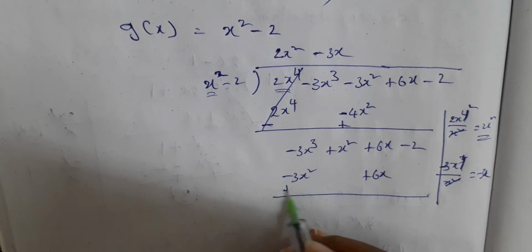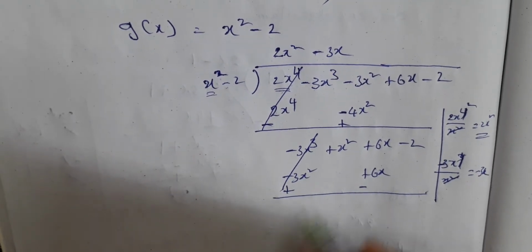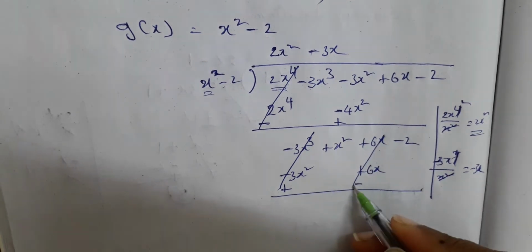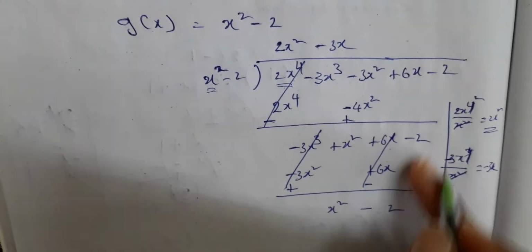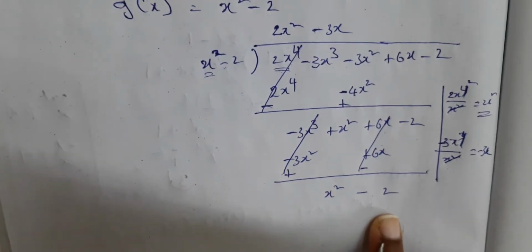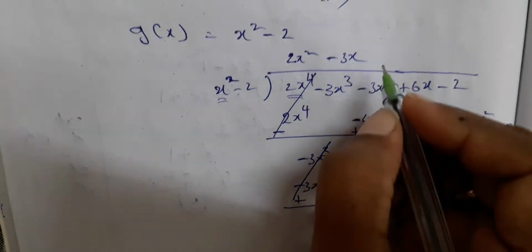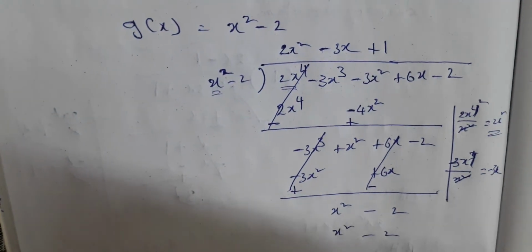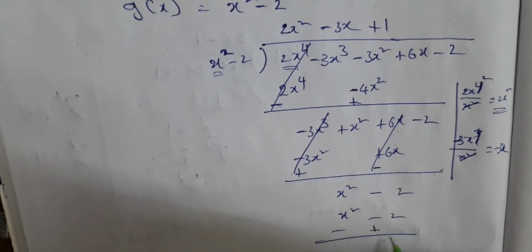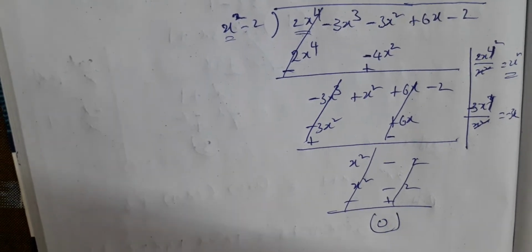So it's subtraction, signs will change. So therefore this will get cancelled, and now plus 6x and minus 6x got cancelled. Now it is x square minus 2. We are left with x square minus 2. Now this is also x square minus 2, means plus 1 times. So x square minus 2. So when it is subtraction, signs will change and the remainder here is 0.